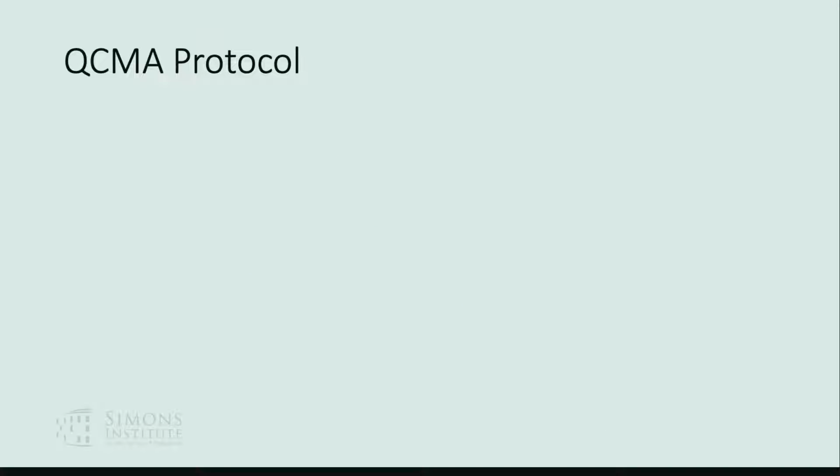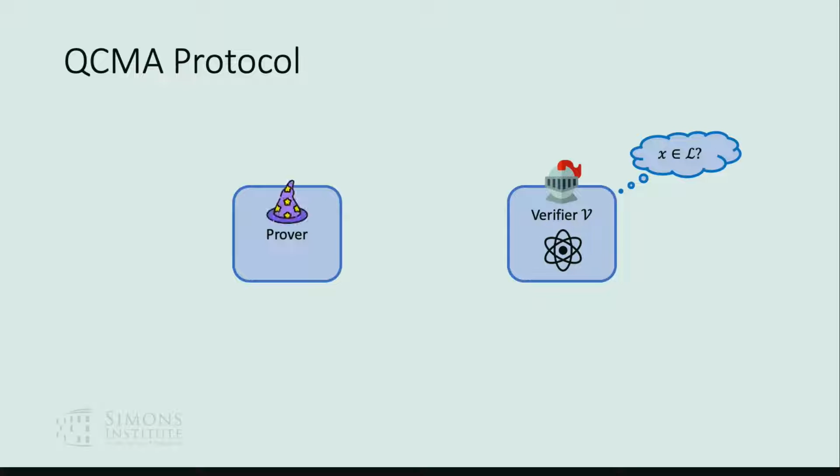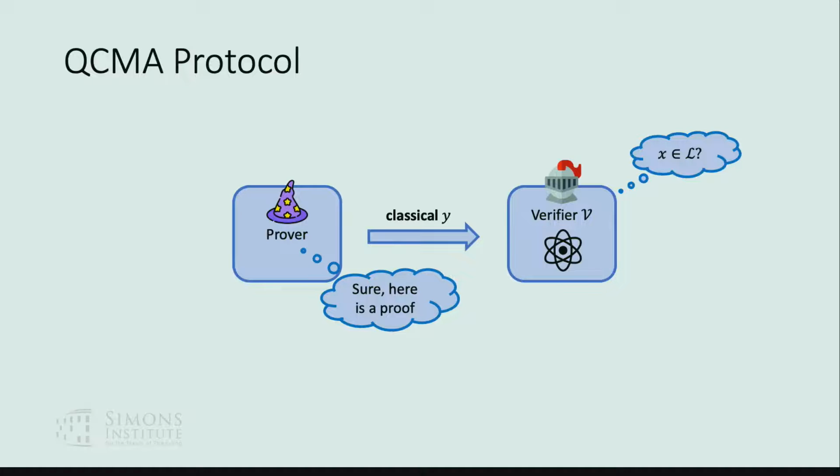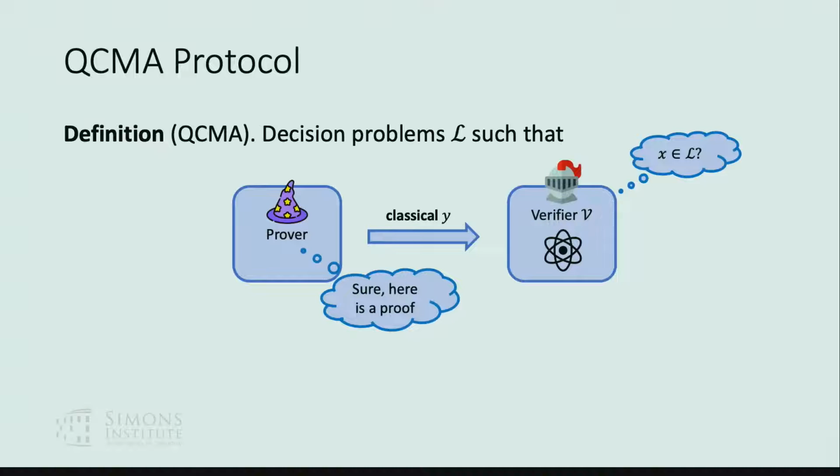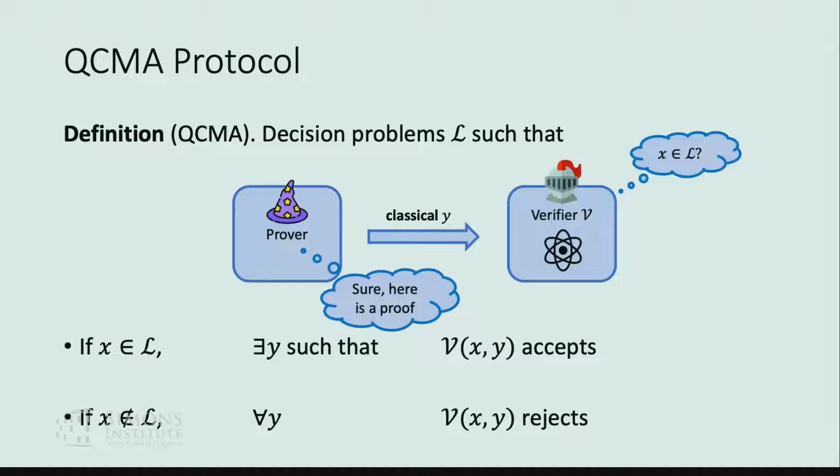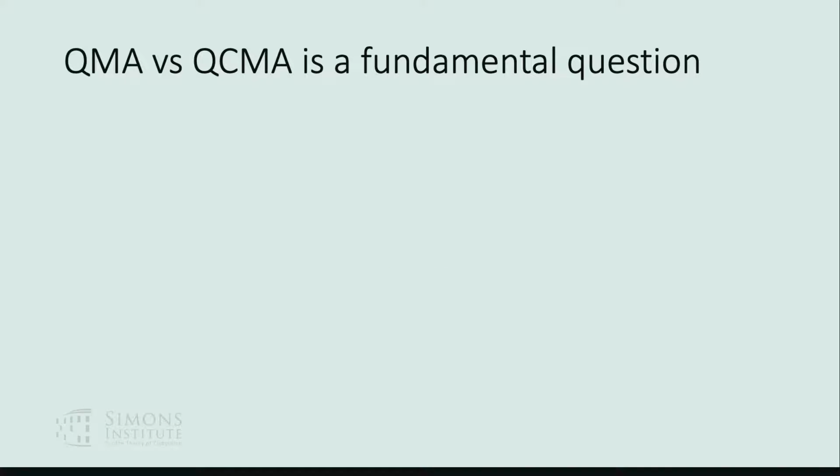One can similarly define a protocol called QCMA, where it's basically the same. Again, Arthur is thinking whether X is in some language and uses the help of all-powerful Merlin. But now Merlin is only allowed to give you a classical bit string as a proof, as a witness. And the same properties hold, right? If X is in the language, then there should exist a proof. If it's not in the language, then they can't fool you with some proof.